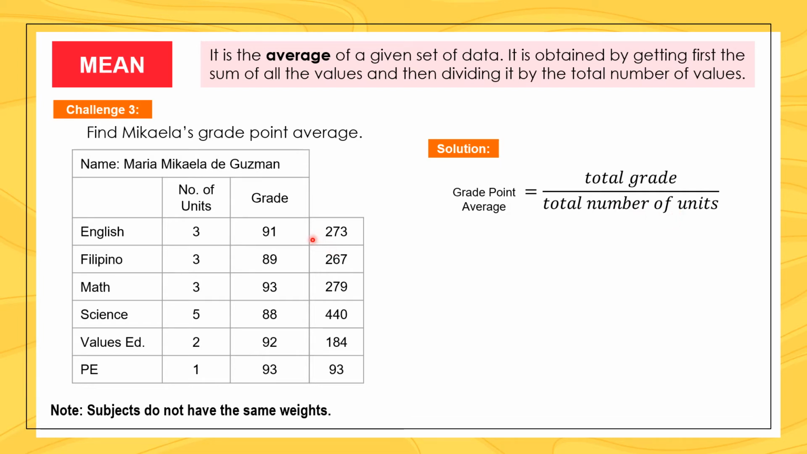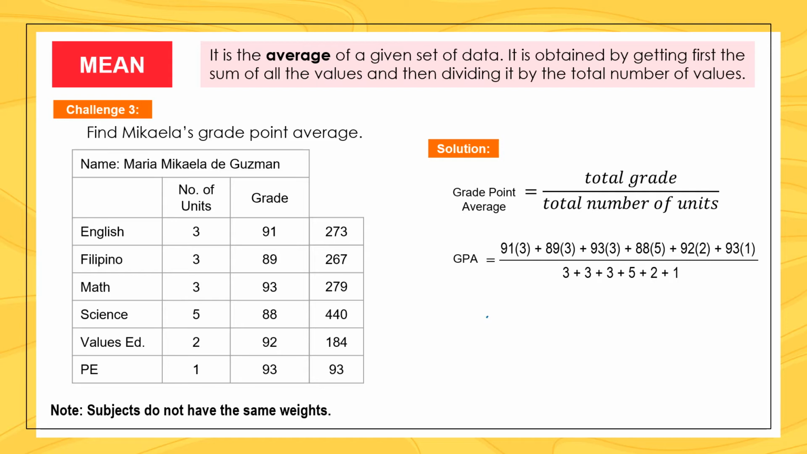For those who do not like to have another column here, you may just proceed on typing these numbers in your calculator. So this is equal to 91 times 3 plus 89 times 3 plus 93 times 3 plus 88 times 5 plus 92 times 2 plus 93 times 1, or just 93. And then you divide it by the total number of units. We have 3 plus 3 plus 3 plus 5 plus 2 plus 1. In this case, we need to use your calculator.